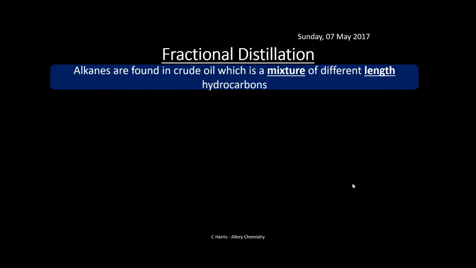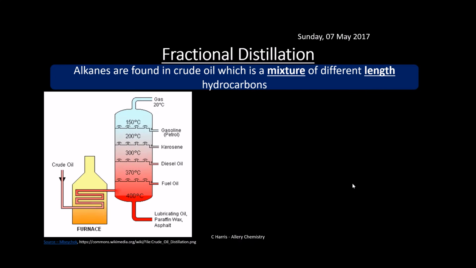Okay, so fractional distillation. We need to know the practical technique of this. Alkanes are found in crude oil, which is a mixture of different length hydrocarbons. Crude oil is the stuff you dig out from the ground. It's got loads and loads of different hydrocarbons in there, all different lengths. We're going to use a fractional distillation column to separate this. What happens first is the crude oil is vaporized. We heat it up to about 350 degrees Celsius, and it turns into a gas.